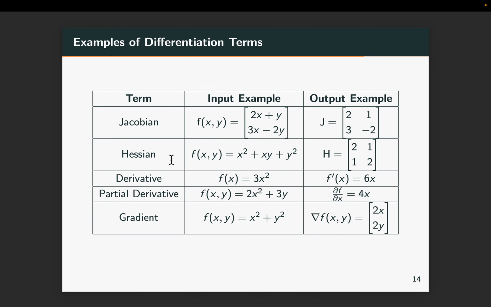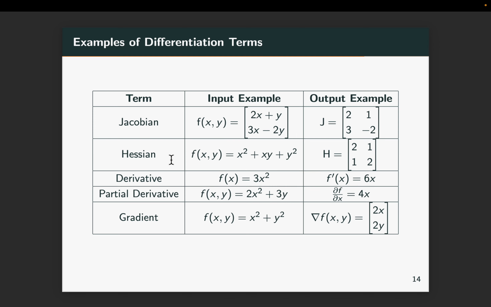I would highly encourage you to keep a printout of this slide, if you want, just to ensure that you retain all the terms. The Jacobian is for a vector valued function, and the output would be something like this. In this case, it's a matrix, right? The Hessian is for a scalar valued function. The output is again a matrix.